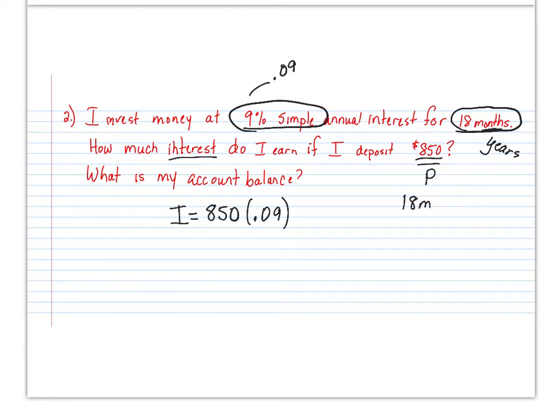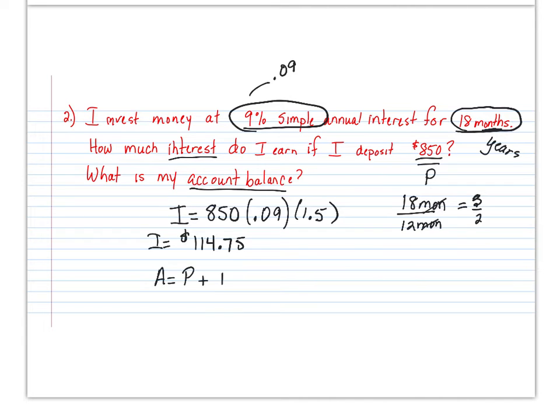But 18 months over 12 months, those cancel out to become a year. And 18 divided by 12 is what? 3 over 2, which is 1.5. So it's 1.5 years. Plug that into the calculator and you get an interest of $114.75. Now for my account balance, we start with my principal plus my interest. The principal, the amount I put in, was $850, plus my interest of $114.75. Add those together and we get $964.75. That's how much would be in my account.